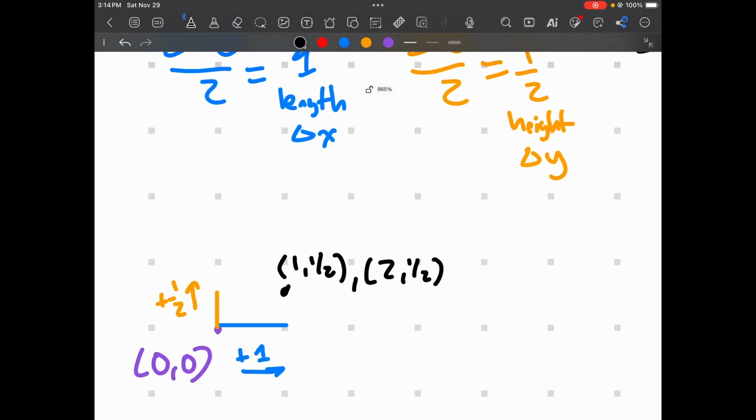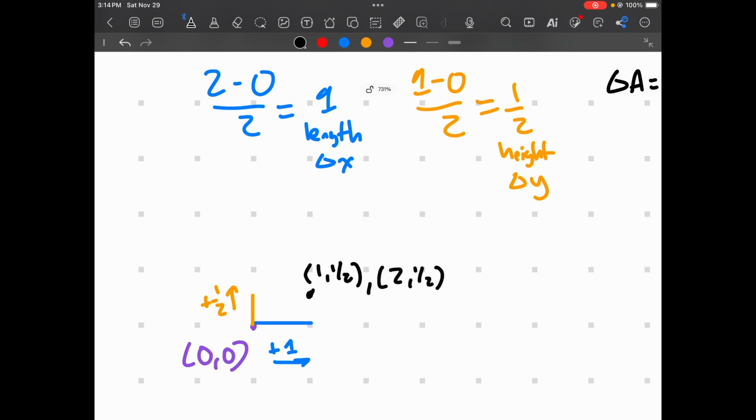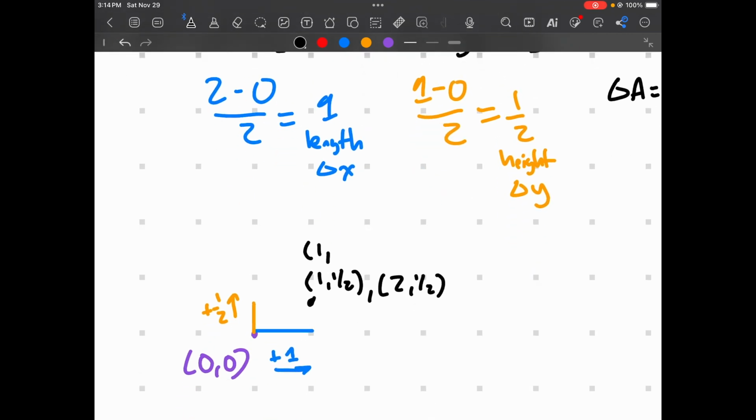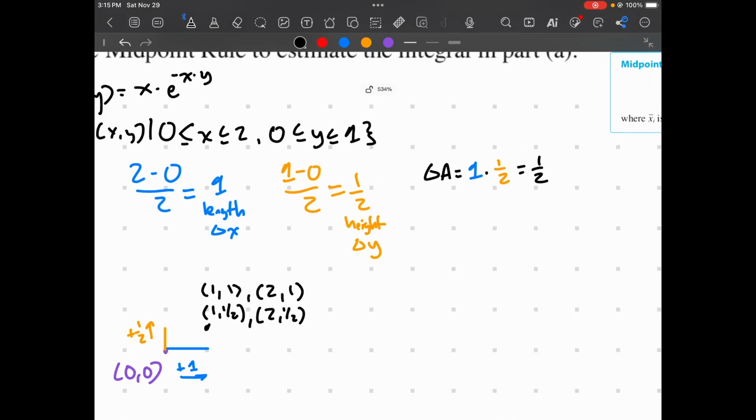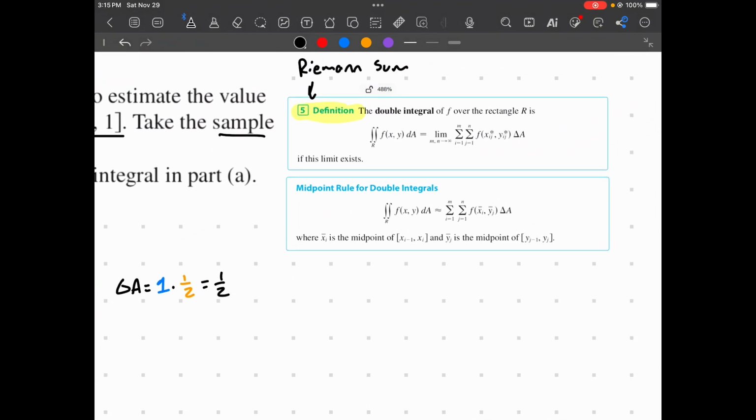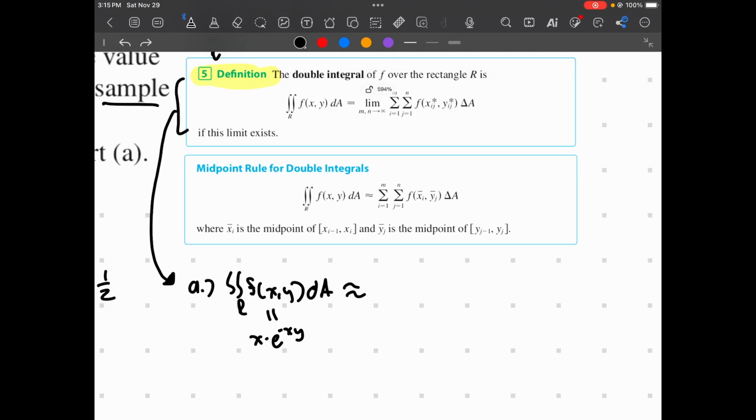Now, then I will add the delta y values to each of these coordinates until I form a rectangle outside of the y bound. So I will have another rectangle at 1, 1 and at 2, 1. So these are going to be our 4 coordinate points for our Riemann sum. Now we can plug in all our values into definition 5. This double integral can be approximated by the summation from i equals 1 to 2, and the summation of j equals 1 to 2 of f of x sub i, y sub j times 1/2.